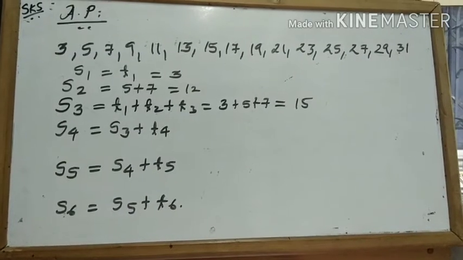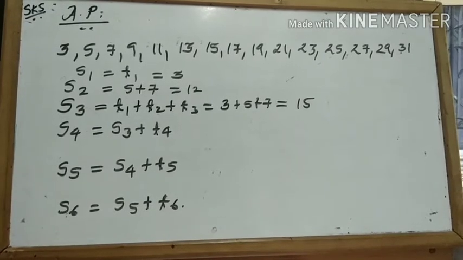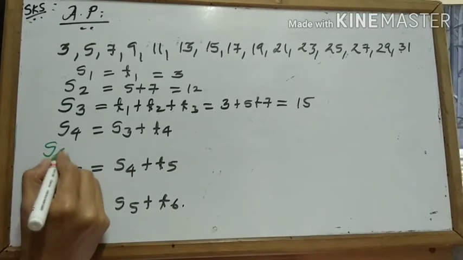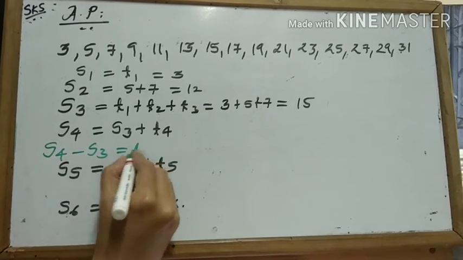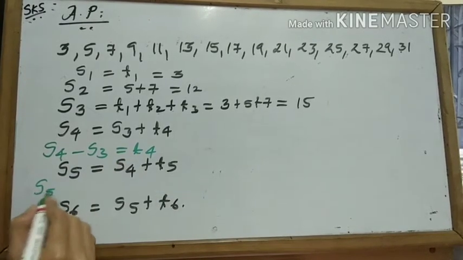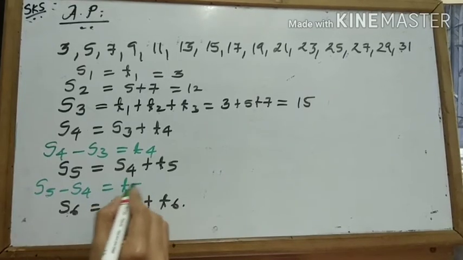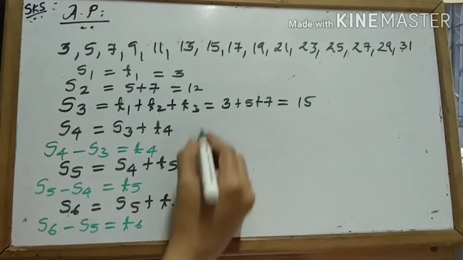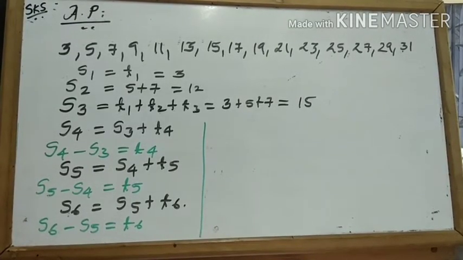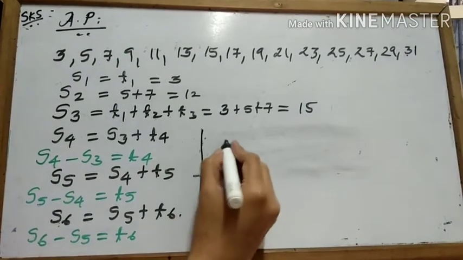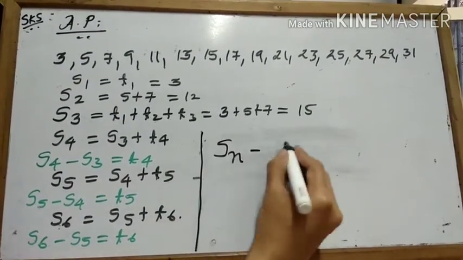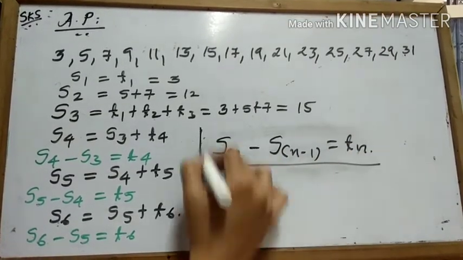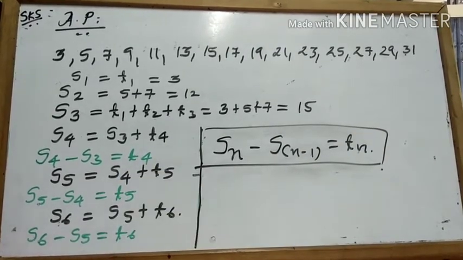Now, something very interesting I'm going to explain to you. I've left some spaces blank in between. Now, if I bring this S3 over here, what happens? S4 minus S3 will be equal to T4. S5 minus S4 will be equal to T5. S6 minus S5 will be equal to T6. So if you understand this particular thing, you can generalize the relation. From this we can generalize that S of n terms minus S of n minus 1 terms will be equal to Tn. This is the general form. From these green results you can find it out.